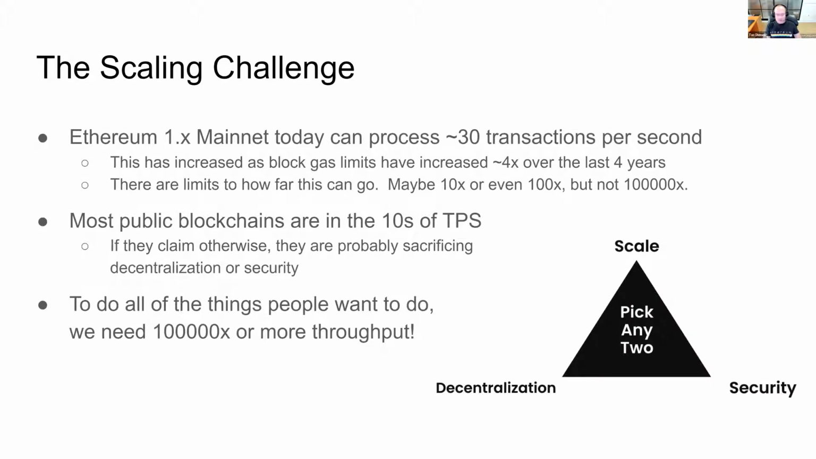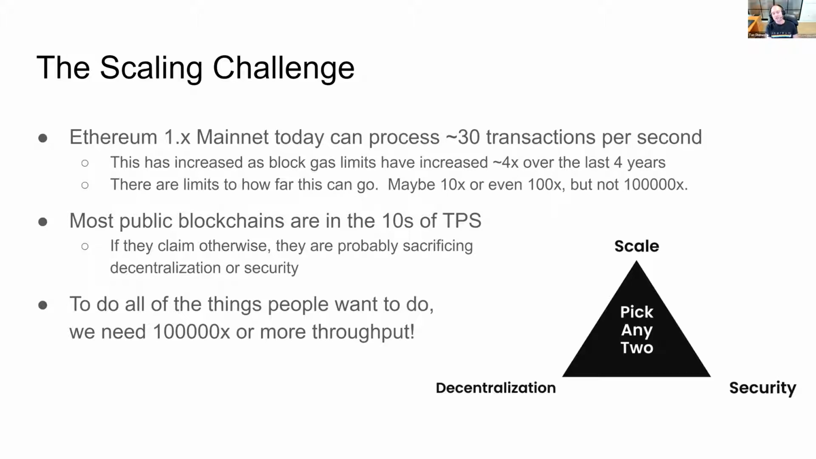So what's the problem Layer 2 is trying to solve? The scaling challenge that we have is that Ethereum mainnet today can process on the order of 30 transactions per second, give or take. This has increased a bit over the last few years as block gas limits have increased. But this can only go so far.